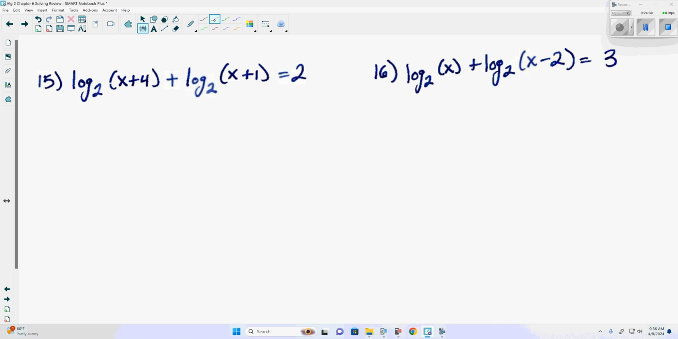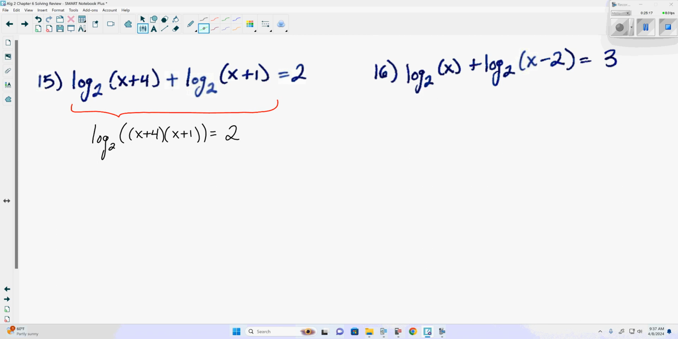Let's look at 15. Whenever we have more than one log being added together, we can rewrite them as a single log with what's inside being multiplied together. We can take two of the same log and rewrite it as a single log with what's inside being multiplied together. Questions on how we did this here?